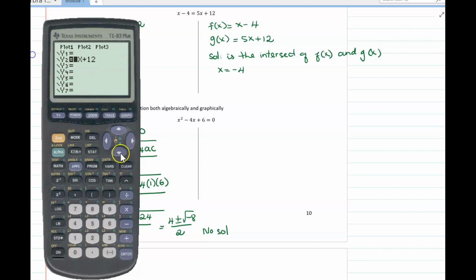Let's clear that. And let's put in our equation: x squared minus 4x plus 6. And go ahead and graph. So as you can see on the graph, our graph does not cross the x-axis. So therefore there is no solution.